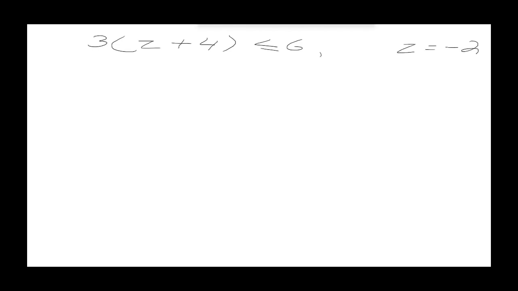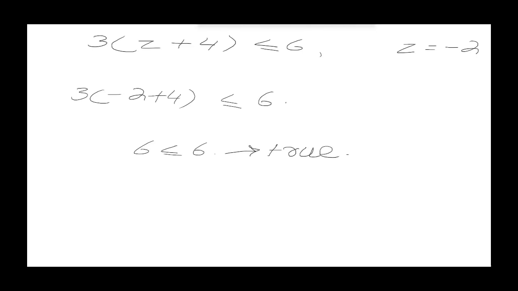Okay, so how are we going to solve this? We can just write 3 bracket negative 2 plus 4 and then less than equal to 6. So negative 2 and 4 make 2, so 3 2s are 6. So 6 is less than equal to 6. Now we obviously know that 6 is not less than 6, but we do know that it is equal to 6. So we can say that this inequality is true, that the value of z is true.